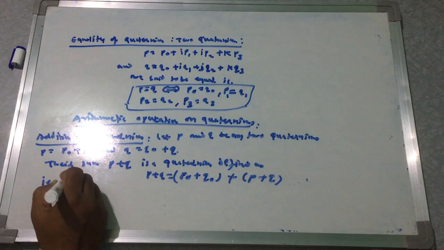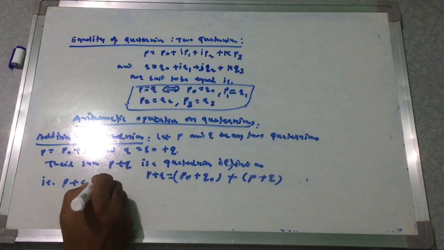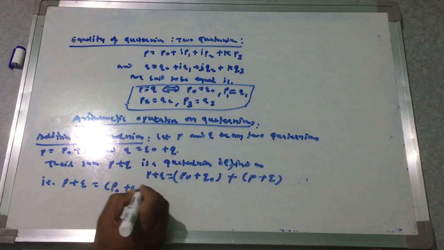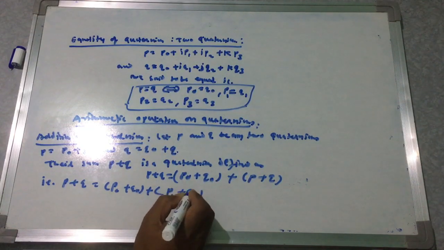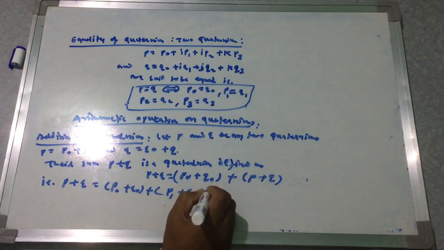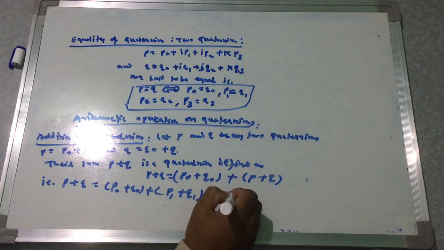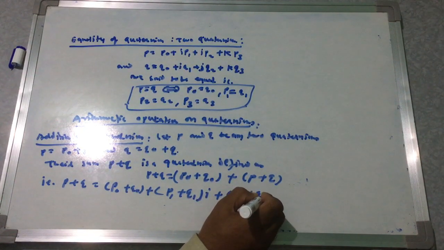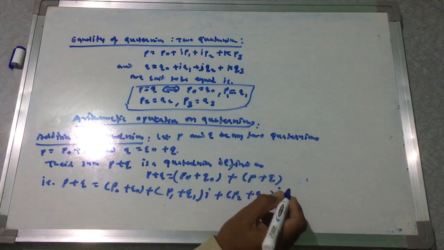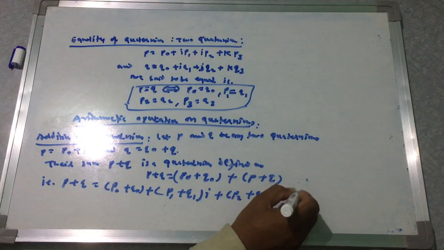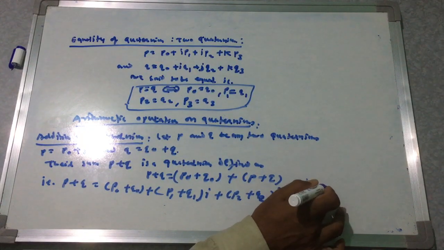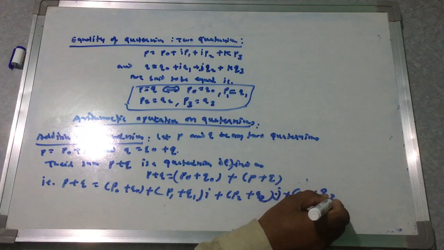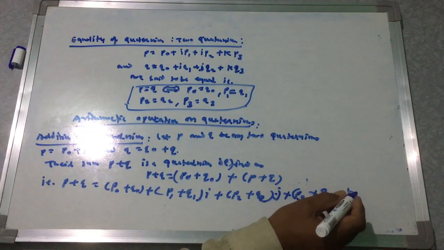That is, P + Q = (P0 + Q0) + (P1 + Q1)i + (P2 + Q2)j + (P3 + Q3)k.